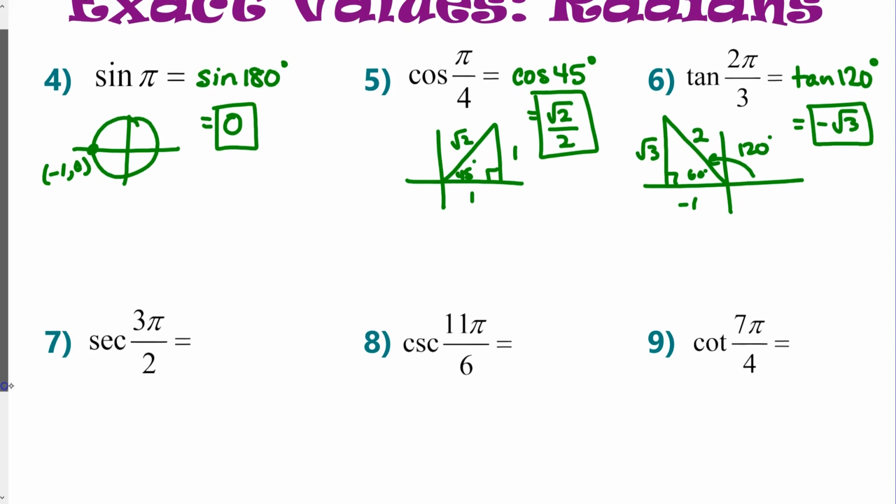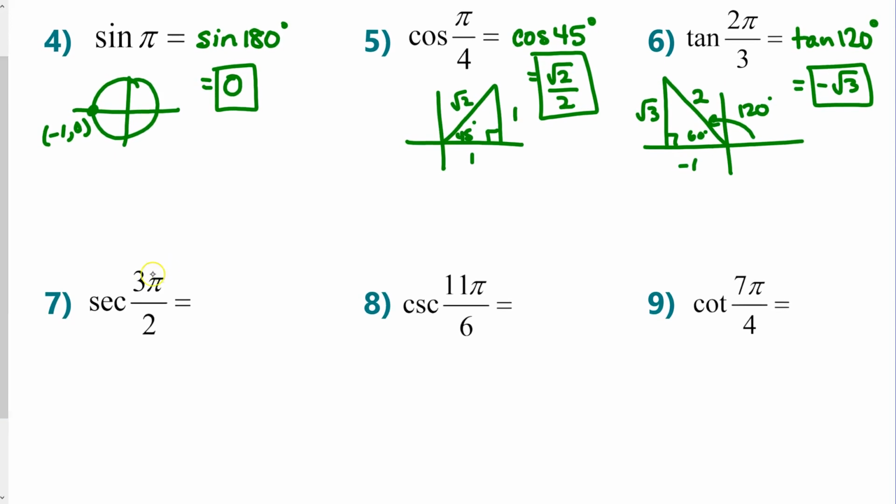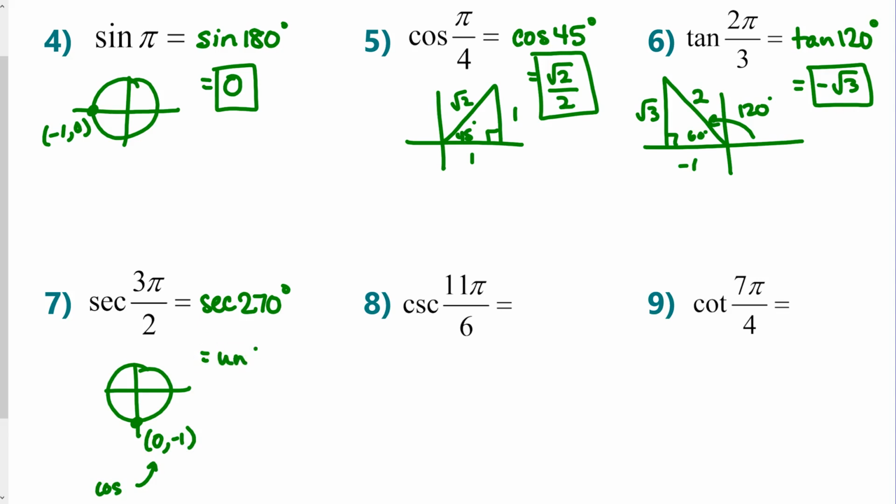Secant of 3 pi over 2. So pi is 180. Divide by 2, we get 90. Multiply by 3, we get 270. So this is secant of 270 degrees. Unit circle. This point down here at 270 has coordinates 0, -1. Secant is the reciprocal of cosine, and the reciprocal of 0 is undefined.